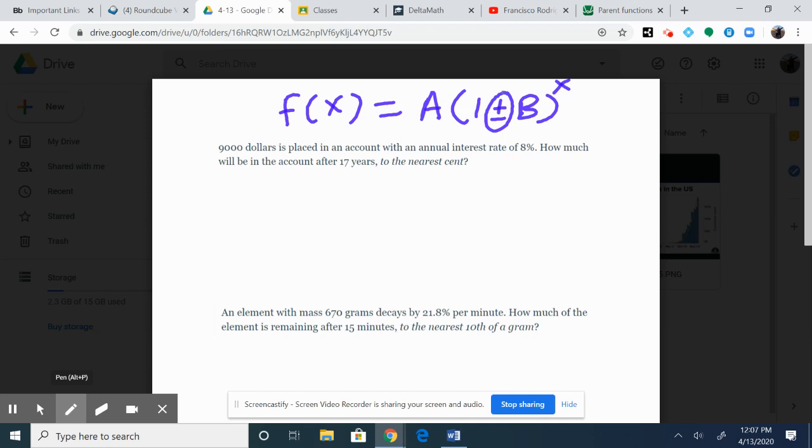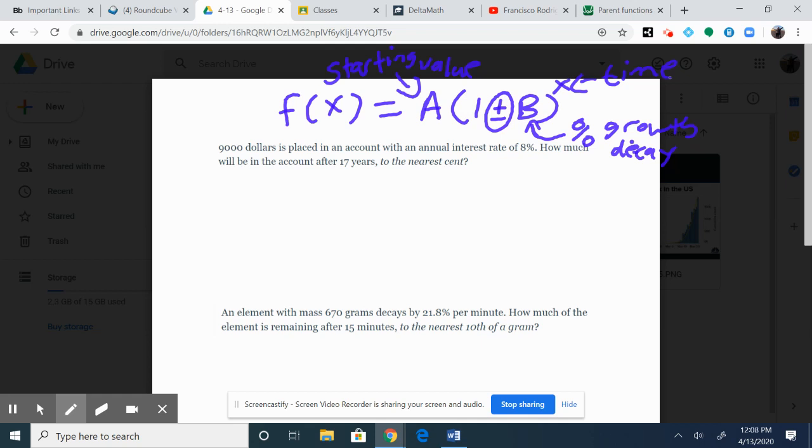Now, those are two very specific things that we need to remember: growth versus decay. Our A is usually going to be our starting value. Our B is how much we grow or decay based on a percentage growth or decay. So then our X will be our time, usually in years, but it could be any sort of time, whether it's minutes, hours, weeks, etc.